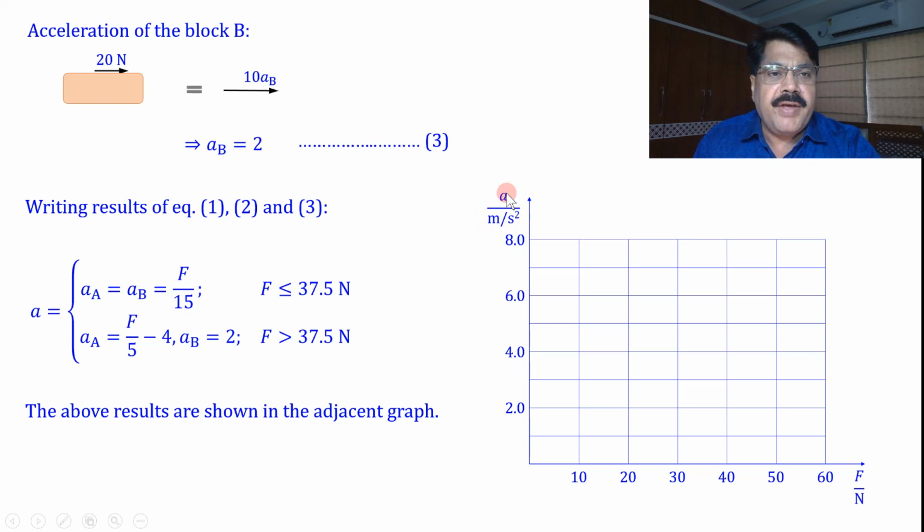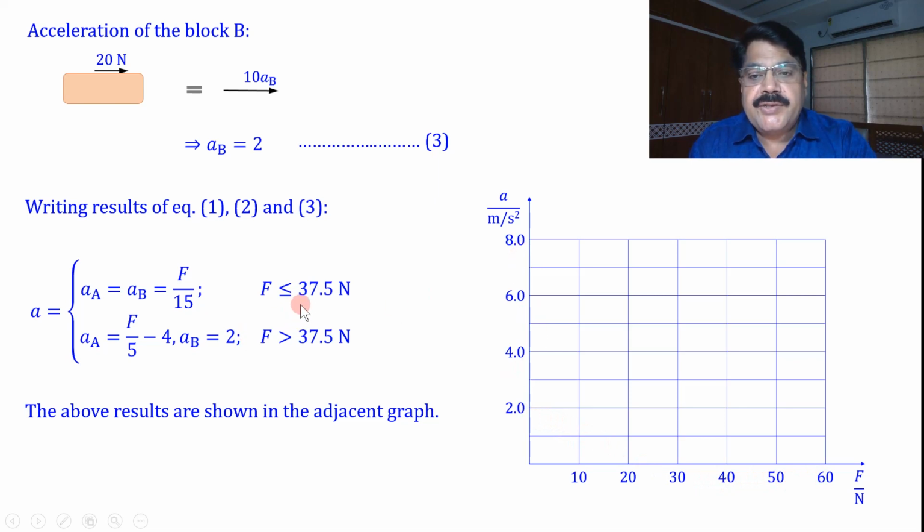The straightforward way is what? Divide the physical quantity by its unit. So what remains is only its numerical value. Similarly, here is the numerical value of acceleration and here is the numerical value of F. So here we have shown 10 newton, 20 newton, 30, 40, 50 and 60 newton. And here accelerations are shown: 2 meter per second square, 4, 6 and 8.